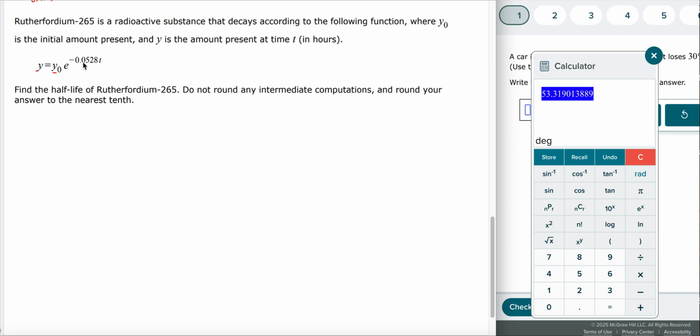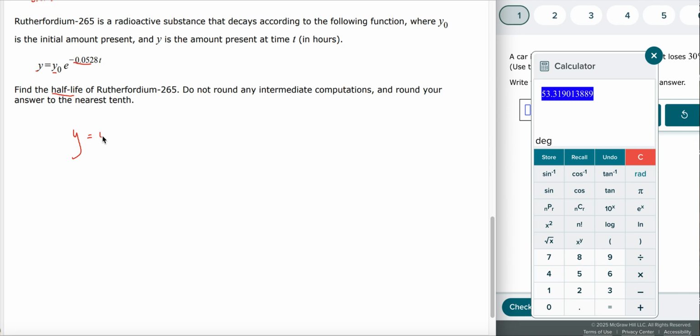So again, that's consistent with what we've been talking about. The model is given, so we're actually given the decay rate. Notice it's negative. And again, we're going to be looking for t, so the question is find the half-life of this Rutherfordium-265. So half-life is the amount of time it takes for half of the radioactive substance to decay. So whatever is present now, half that amount will be present in the amount of time that we're looking for.